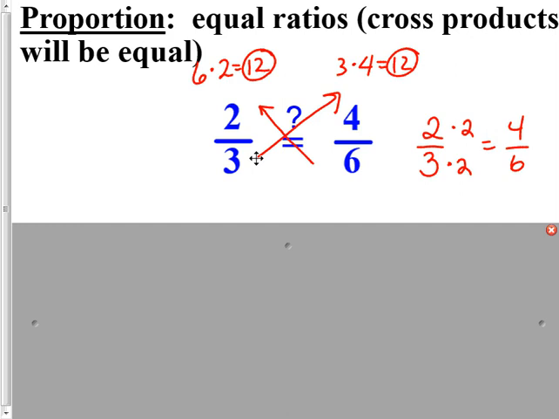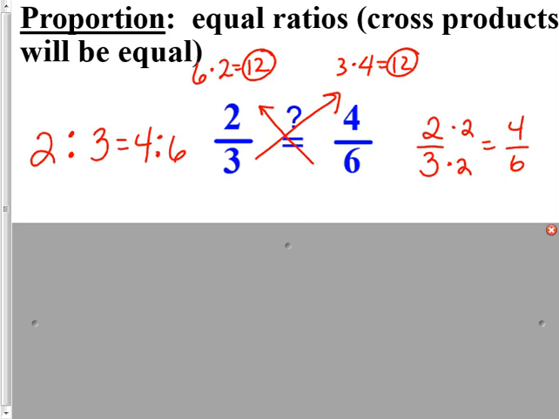Now, could we have written these ratios like this: 2 to 3, and does it equal 4 to 6? Yes, we can absolutely write it that way. The thing about writing it that way is that most of the time it's going to be easier to work with those once you write them in fraction form, because you've probably done other things with fractions before that will make that easier.